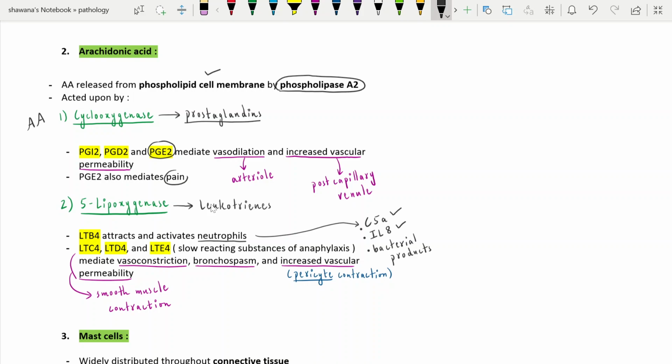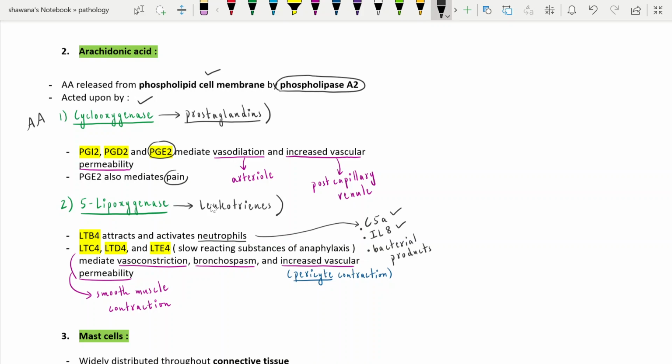First is the cyclooxygenase pathway, and second is the 5-lipoxygenase pathway, and these pathways will produce their own specific products. In the cyclooxygenase pathway, the products are the prostaglandins, and in the 5-lipoxygenase pathway, the products are leukotrienes. What are the types of prostaglandins in the cyclooxygenase pathway? The prostaglandins are I2, D2, and E2. These are also very important mediators of acute inflammation.